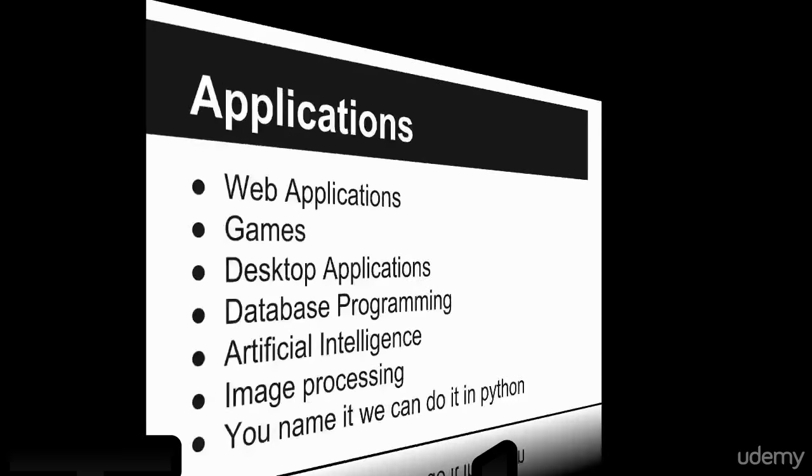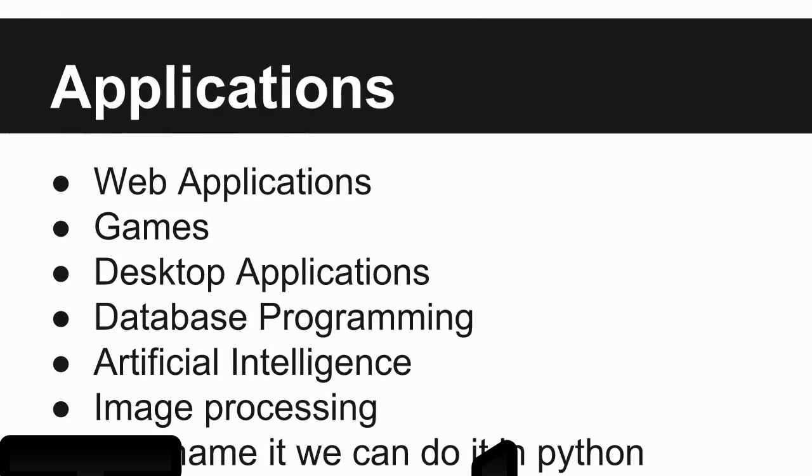So what applications can we build using the Python programming language? We can build web applications, we can build games, desktop or mobile apps, mobile games for Android or iPhone, iOS, and we can create desktop applications, we can do database programming, and it is widely used in artificial intelligence, image processing, and you name it, we can do it with Python programs. So I want to show you some of the examples.